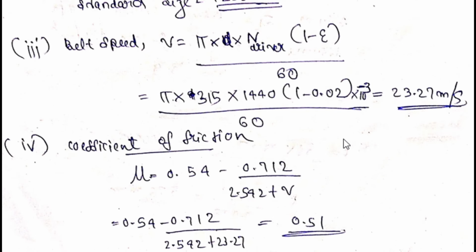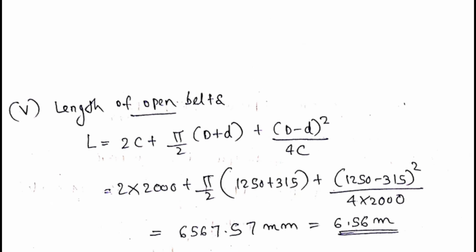Next is the coefficient of friction. This equation is also in the data book. Here v is the belt speed, which we just found. Substituting, the coefficient of friction value will be 0.51. Okay, 0.51 will be the coefficient of friction.